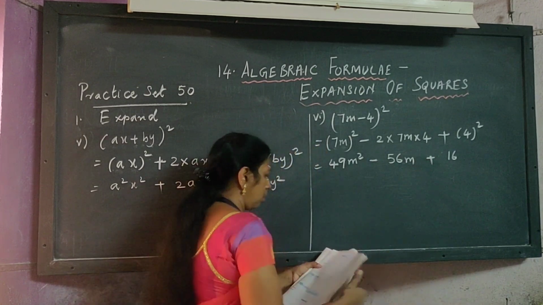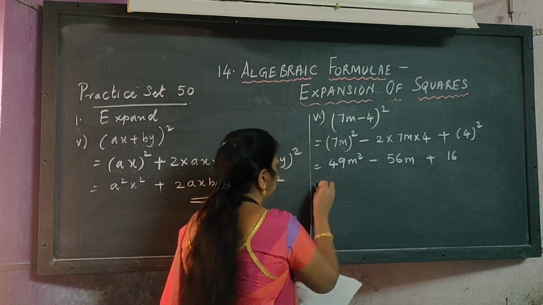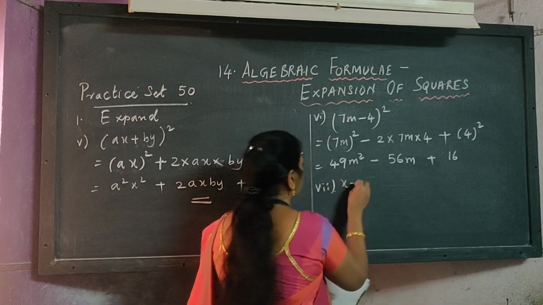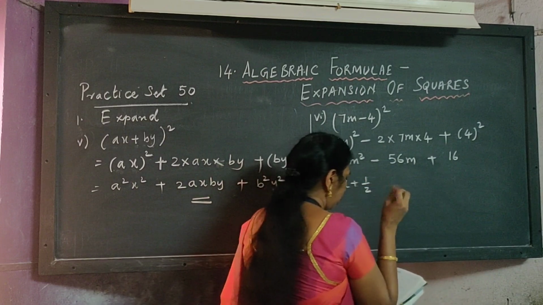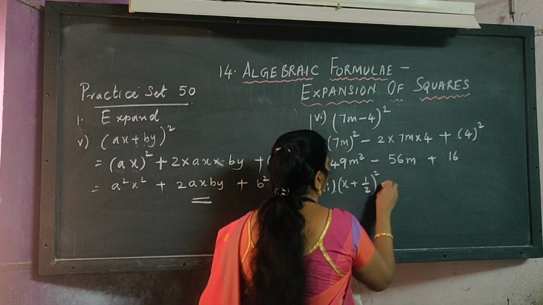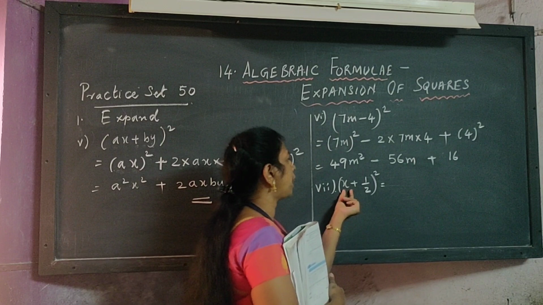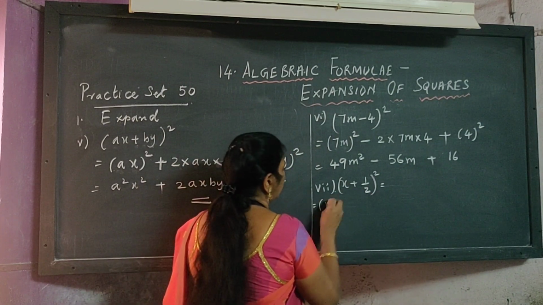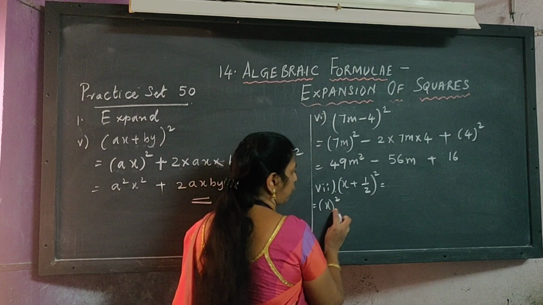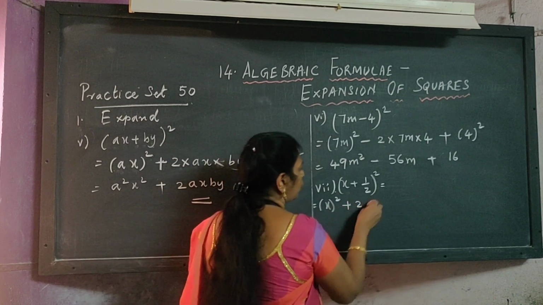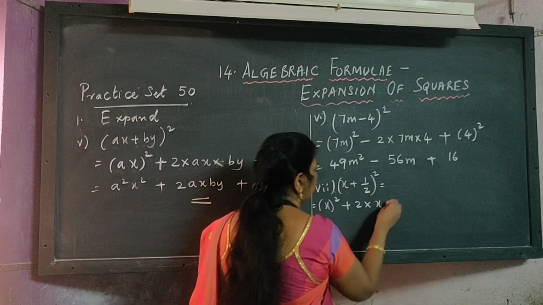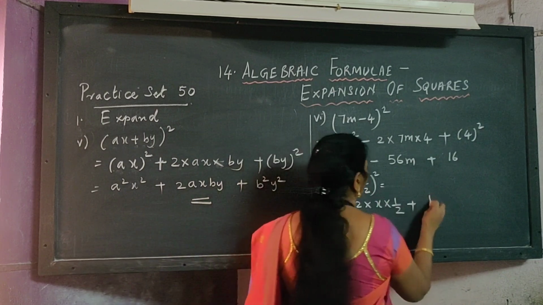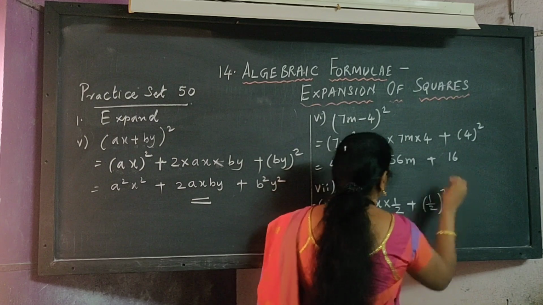Sum number 7, x plus 1 upon 2 the whole square. So now again this is in the form of a plus b the whole square. So what is your first term? That is x. So take x square plus 2 into first term is x, last term is 1 upon 2 plus last term is what? 1 upon 2 the whole square.